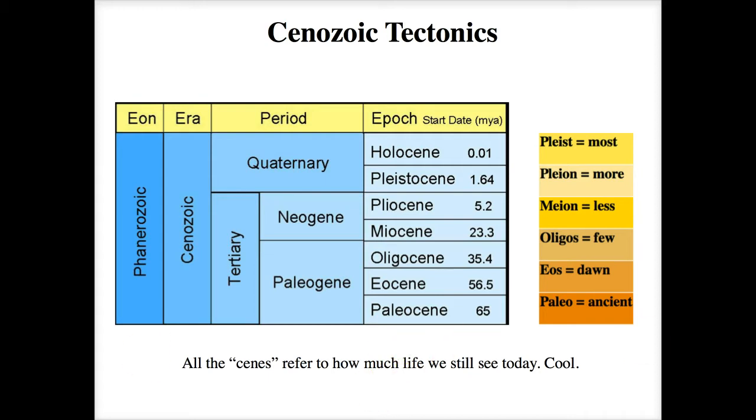I didn't know that. I never really paid attention to where these came from, but I found this, and it says that if you go back, paleo means ancient, of course. Eos from Eocene means the dawn, so the dawn of life in the Cenozoic, so to speak. Oligos is a few. Meon from the Miocene is less. Pleon more, and Plice most. So, yeah, there's something for you to forget.